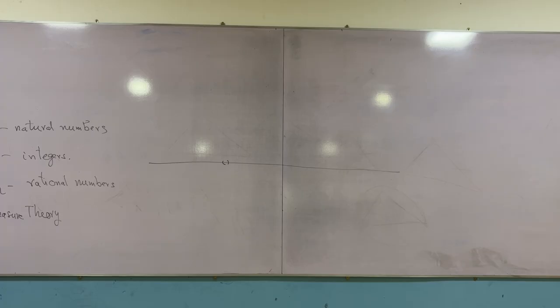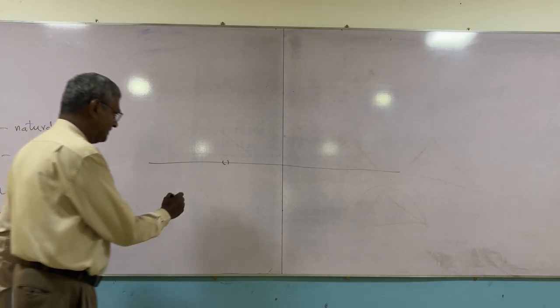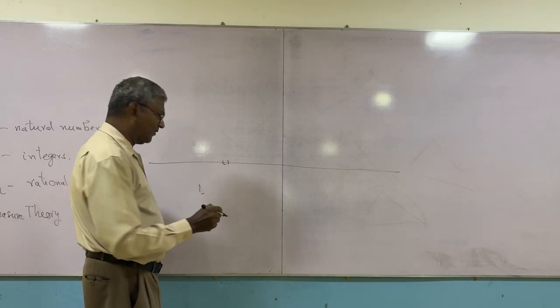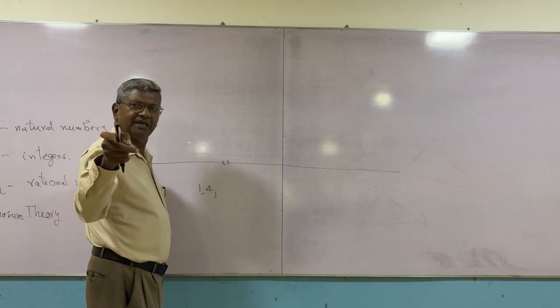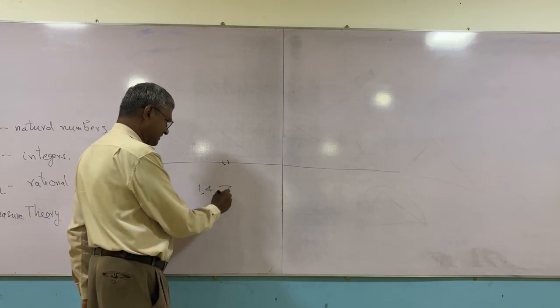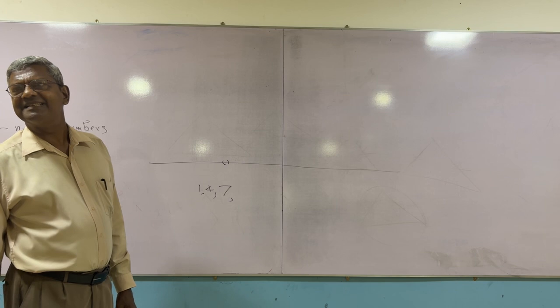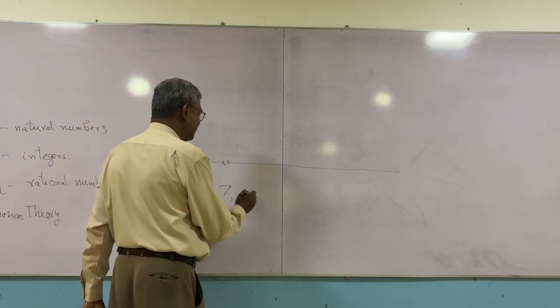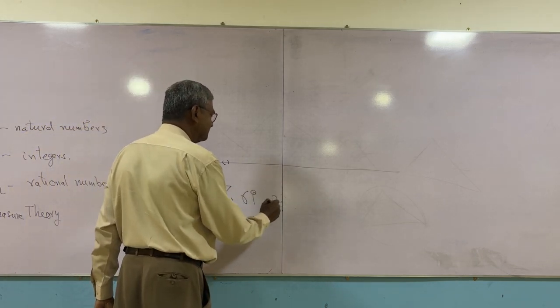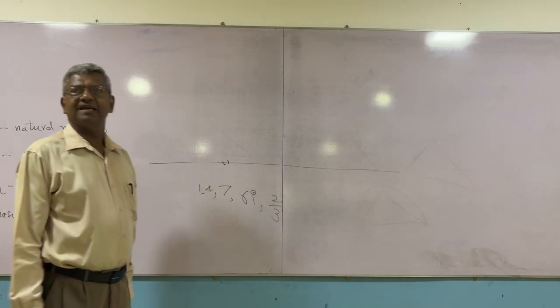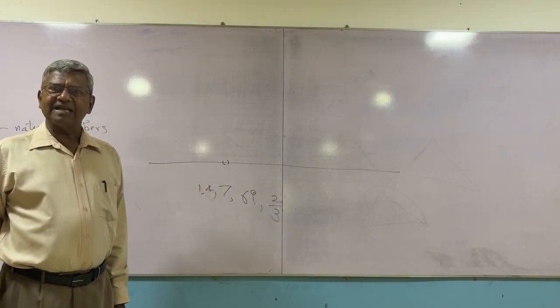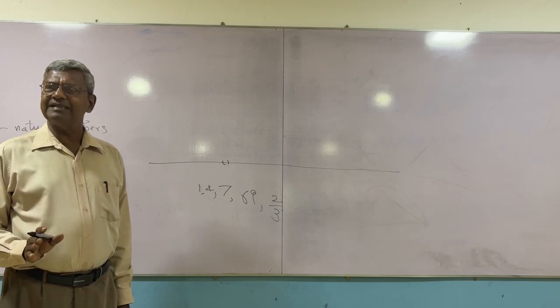If I ask you to give me a real number, something you like, what? How about you? 4. How about you? 7. How about you? 69. I will say 2 over 3. Do you see how unfair the world is?